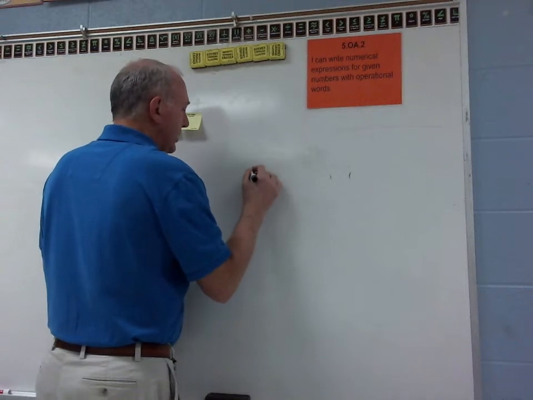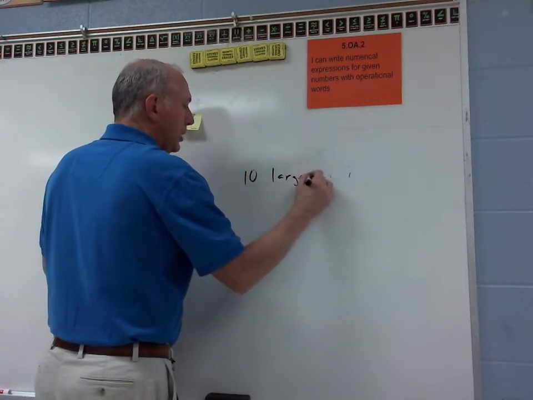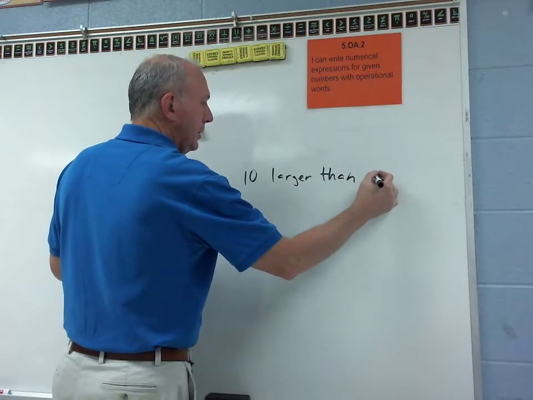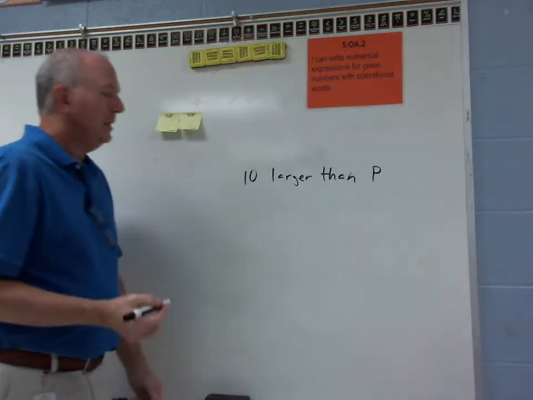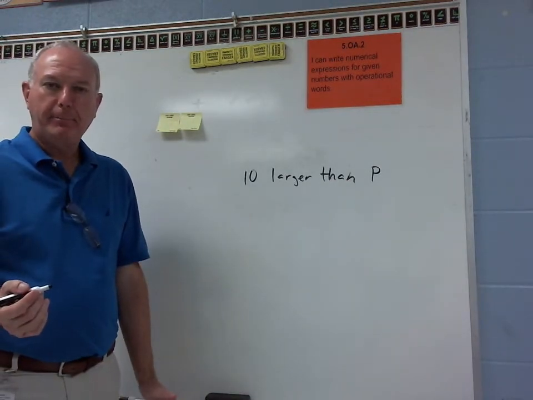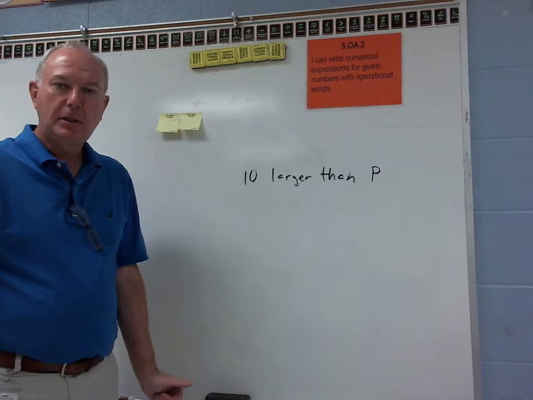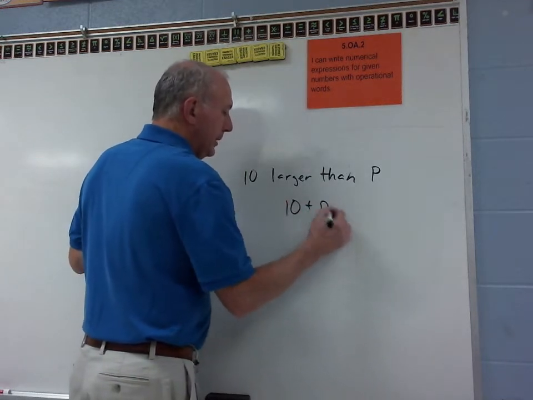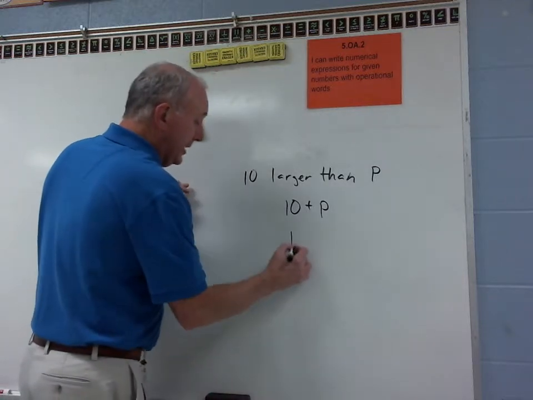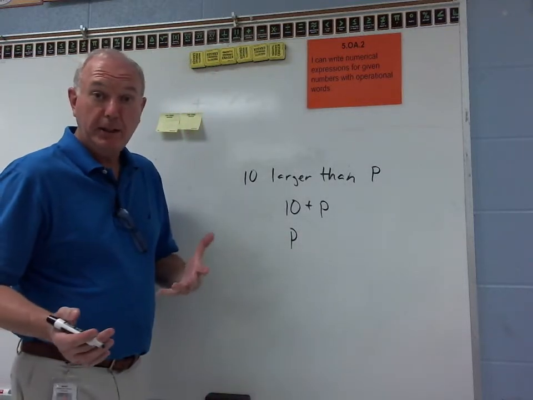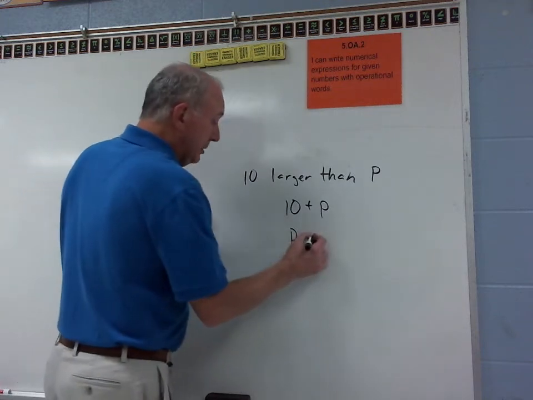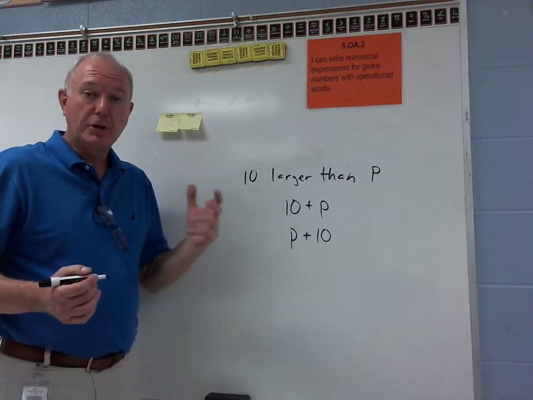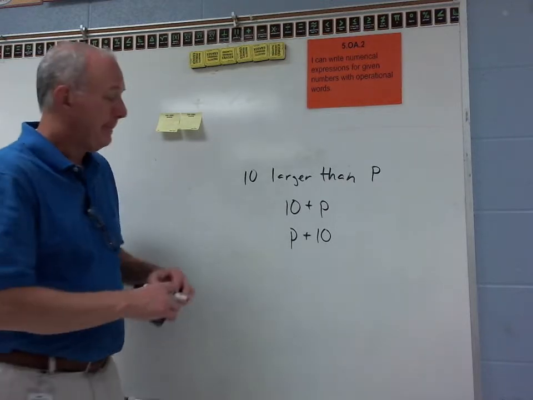How would you write 10 larger than the letter P? 10 larger than the letter P. How could you write that? How about this? 10 plus P. Or I guess, since addition is commutative, it could be P plus 10. Either way. That's 10 larger than the letter P. Okay?